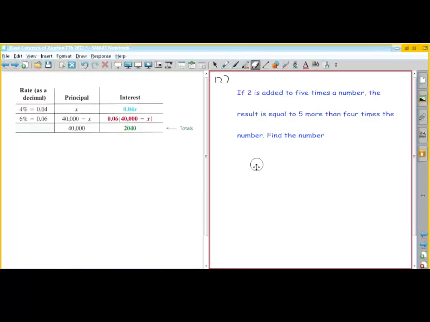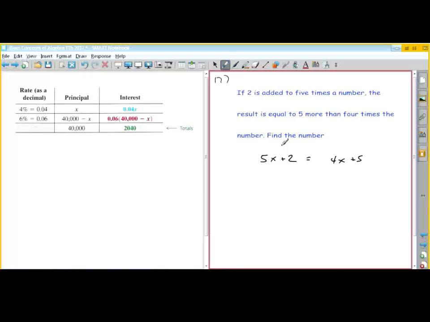So you get 2. The question is where do you put this? 2 is added to 5 times the number, so I would tend to do 5 times the number, and 2 is added to it. But you could have 2 before. It doesn't matter. The order of addition doesn't matter. The result is equal to 5 more than 4 times the number. So that would be the equation you should get out of that.